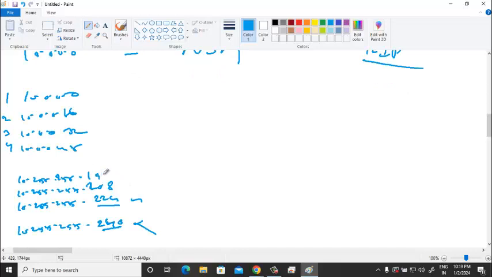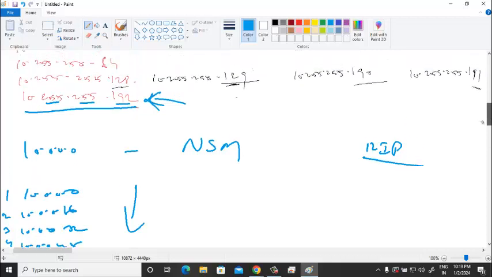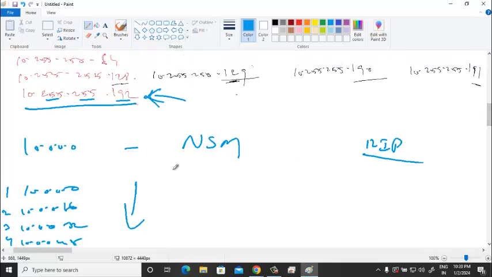Shall I give you some homework? Have you copied this? Better copy this. Have you copied this new subnet mask? What is the new subnet mask? Correct. So the homework is 50 IP per subnet. 240, sir.